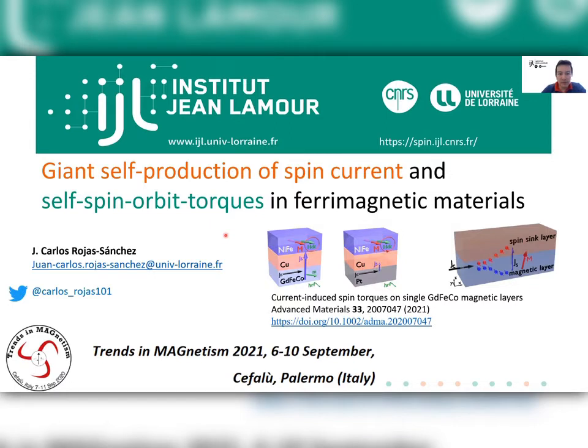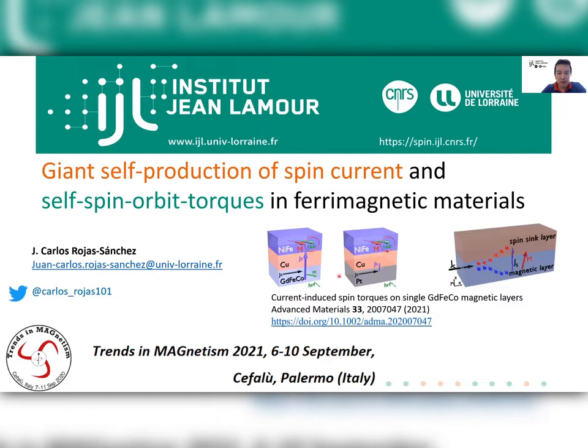First, let me thank Giovanni and all your collaborators for the organization of this Training Magnetism Conference. And today, I want to show you some of our recent experimental results, where we show the giant cell production of spin current and cell spin orbit torque in ferrimagnetic materials. In this particular case, I will show you with the gallium iron cobalt amorphous ferrimagnet interfacing with a copper layer.